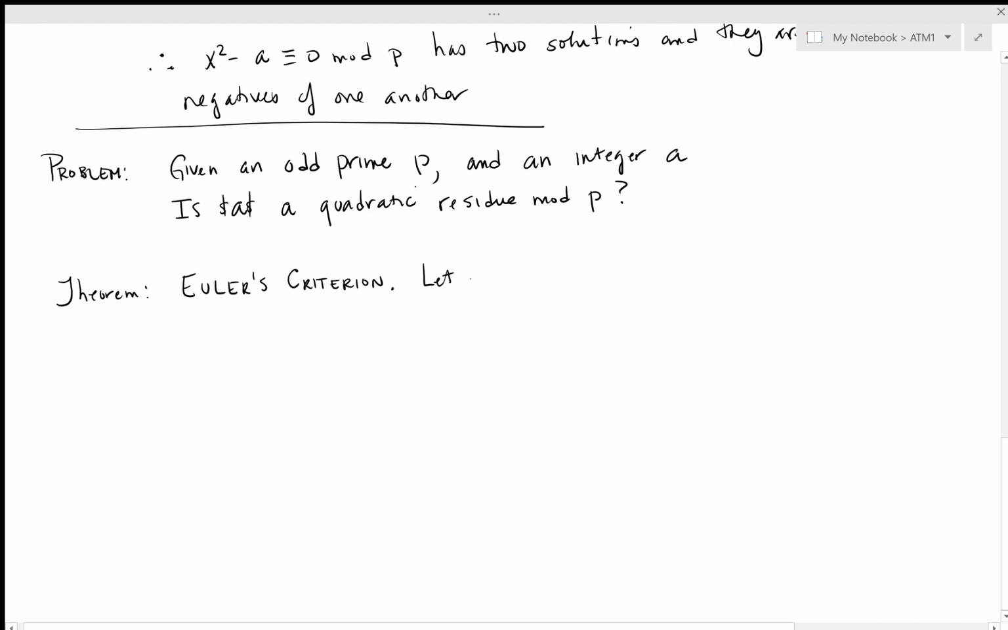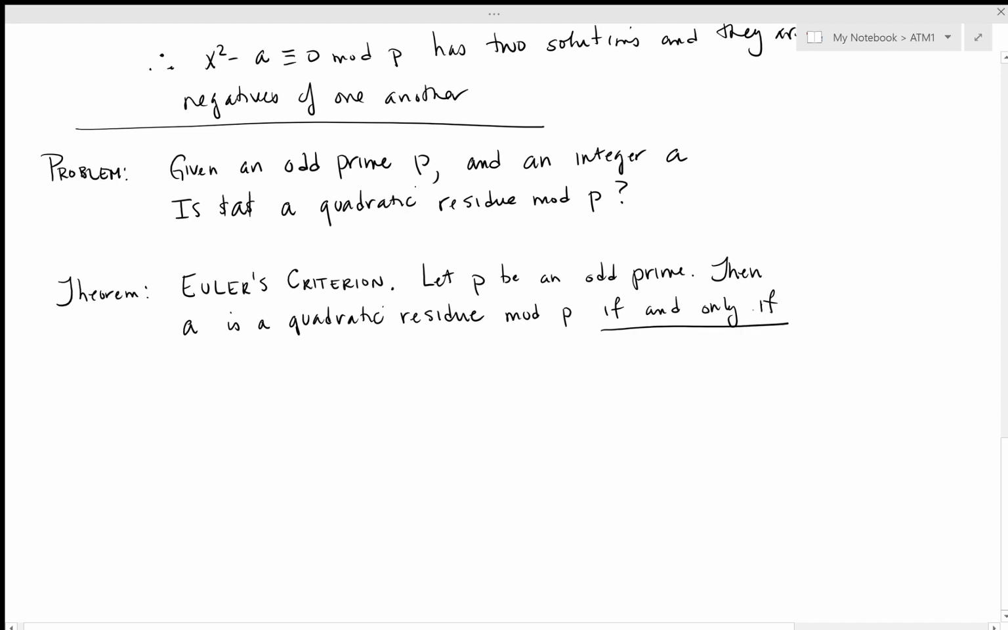Okay, let P be an odd prime. Then A is a quadratic residue mod P if and only if A to the (P minus 1)/2 is congruent to 1 mod P.